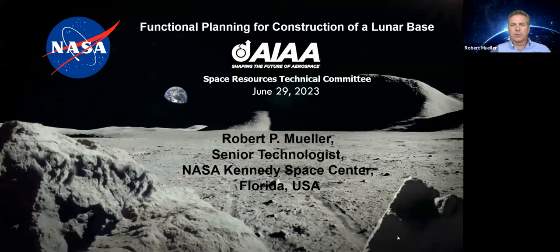I'd like to give an overview of what it takes to do functional planning for construction of a lunar base, and that's what we're in the middle of doing here at NASA. This will be an overview talk, and it's meant to stimulate thought. It's not meant to provide the answers. It's just meant to give you some insight into the process that NASA is using to plan for a lunar base. Some may call it different things, a state research station or an outpost. It doesn't really matter. It's a permanent human presence on the moon. That's what our goal is.